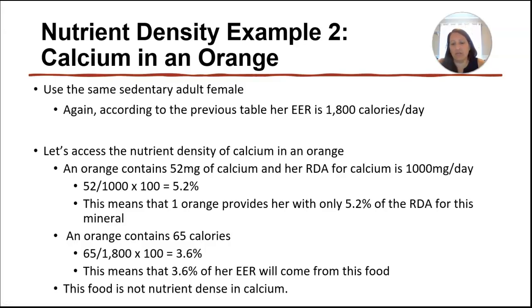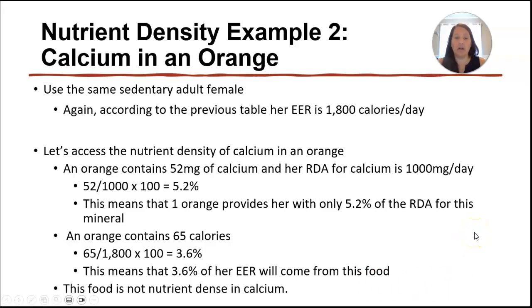It's 1-ish%, a little bit greater. It's not a lot. And so I would say that this is not a really nutrient dense food for calcium. There's not a big enough difference there.